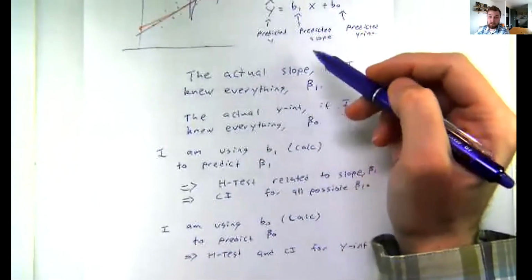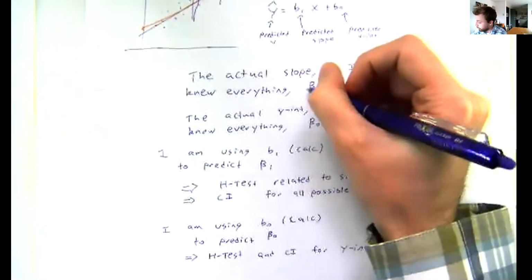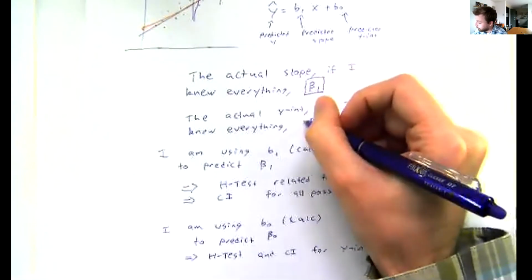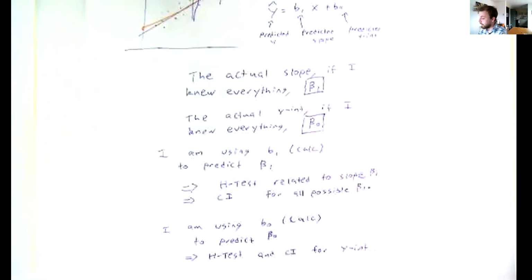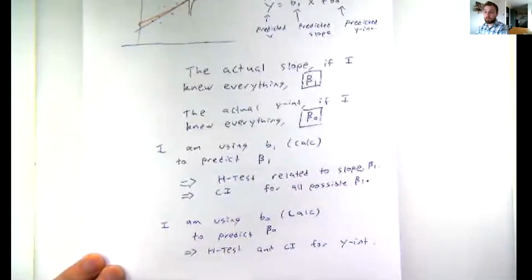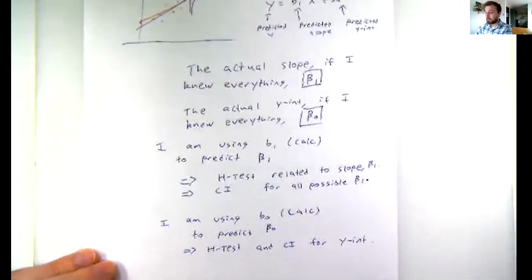b1 is my predicted slope. The actual slope is beta 1. b0 is my prediction for the y-intercept, and beta 0 is what the actual y-intercept should be. There's a lot going on, but we're going to use technology to get to it. So we're in theory for just a tiny bit longer. Stay with me, and then let's see what this looks like in context of some problems.